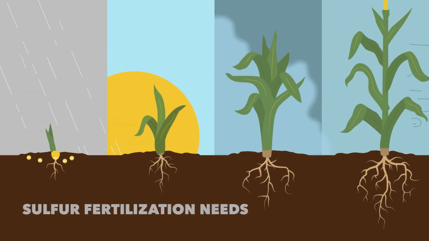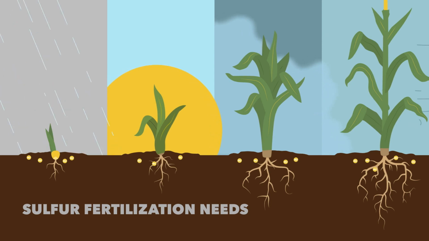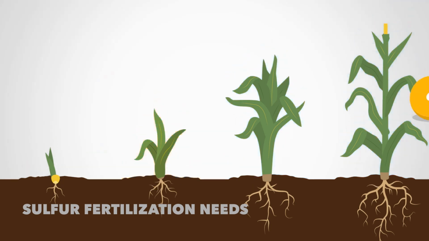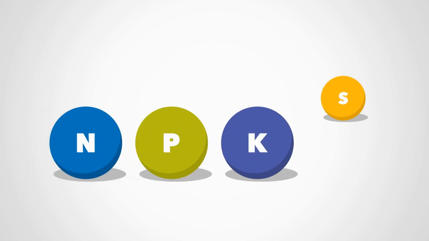Sulfur plays a vital role in plant development. Each factor throughout the sulfur cycle should be considered when evaluating nutrient management practices to maximize plant nutrient uptake to realize crop yield potential. Although sulfur is categorized as a secondary macronutrient behind nitrogen, phosphorus, and potassium, this does not imply it is less important.